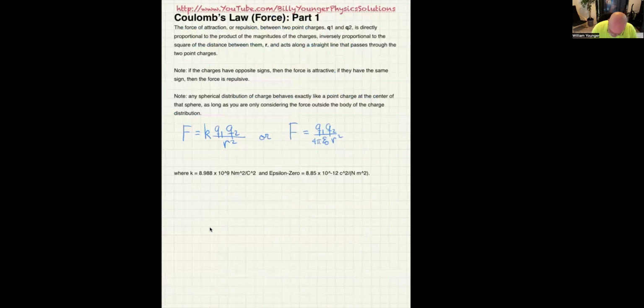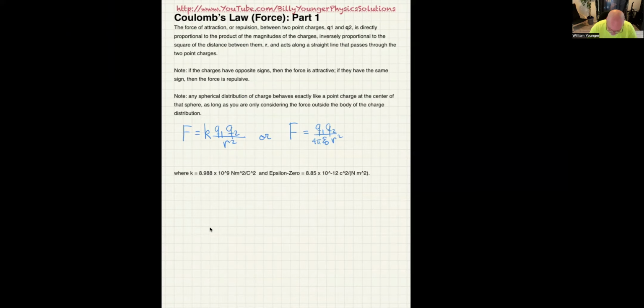Here's the actual version in typeset, and it says Coulomb's law, parenthesis force, part 1. As I said, part 2 will come later when we do it with the electric field as opposed to the Coulomb law of force. It says the force of attraction or repulsion between two point charges, Q1 and Q2, is directly proportional to the product of the magnitude of the charges, inversely proportional to the square of the distance between the point charges, and that's called R, and acts along a straight line that passes through the two point charges.